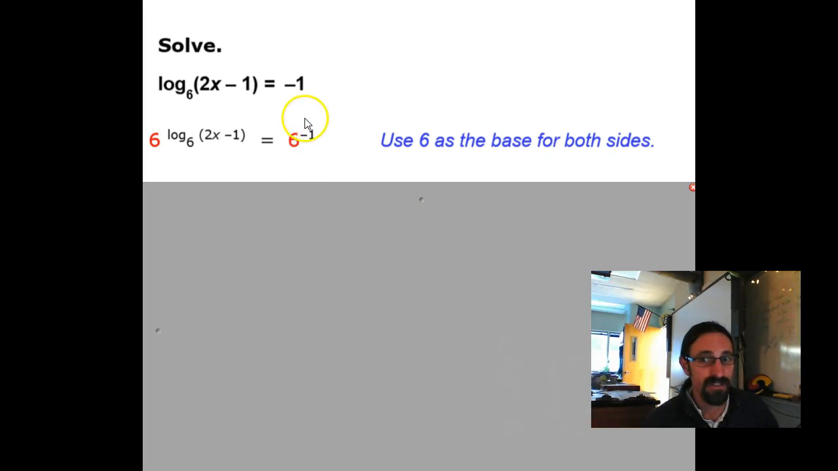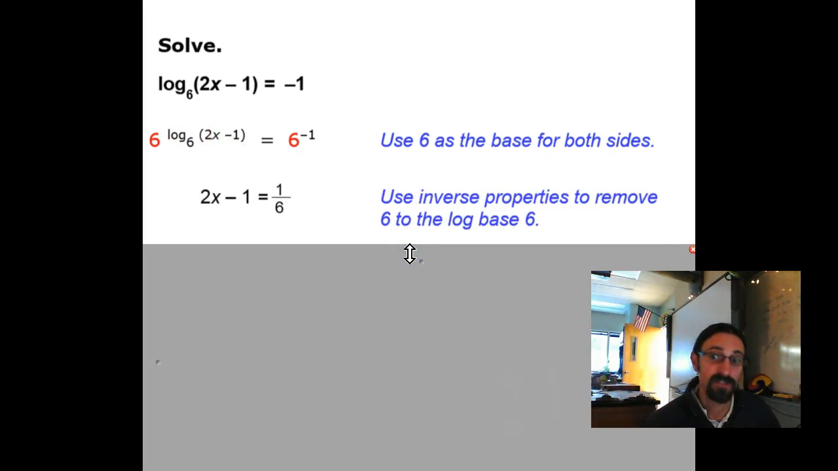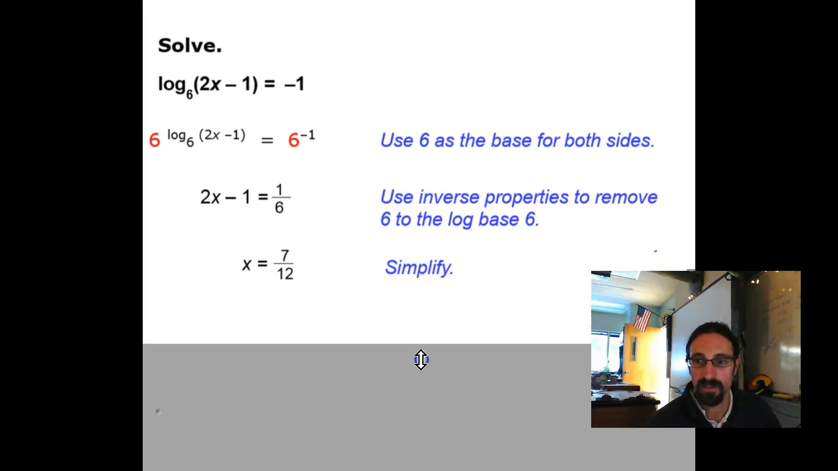Now you can easily evaluate this. 6 to the negative first is just 1/6. And can you evaluate this? Right, the rule is anytime you have a base raised to a log with the same base, then it's just that result. And that's what you're going to see right there. Now this is a really easy problem to solve, and you can simplify it out.